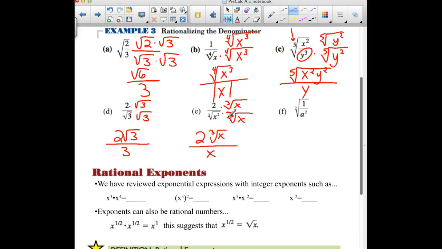And for F, we have an a squared. We need 7 of them, which means we have to multiply in 5 more, giving us the 7th root of a to the 5th over an a.